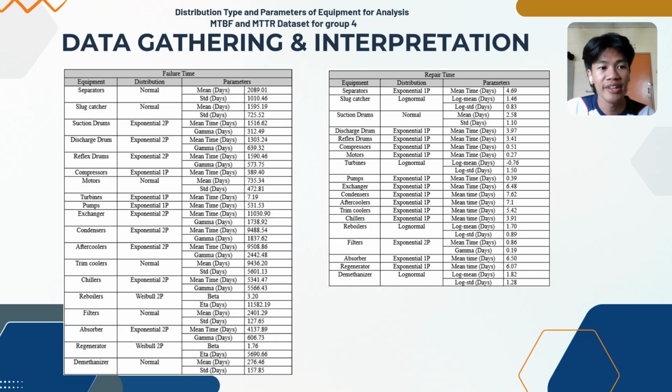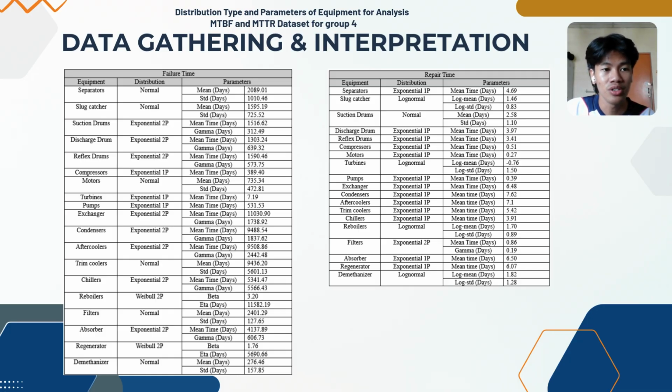This slide presents the failure and repair time data used for our RAM analysis. It includes major equipment from the gas processing plant, such as compressors, pumps, drums, and heat exchangers. To analyze the data, we use Weibull++ software, specifically the distribution wizard, to determine the most appropriate distribution model for each equipment's failure and repair behavior. This tool evaluates multiple distributions and selects the best fit based on statistical tests and goodness of fit criteria.